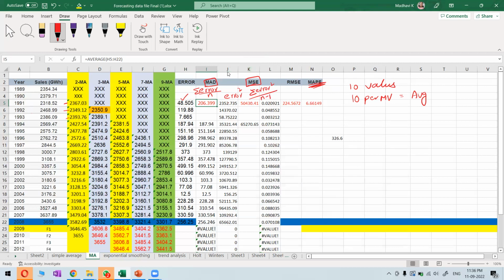So while calculating MAD, we will be considering n. While calculating MSE, we will be taking n minus 1, but we will be considering the square of all the errors. So over here there is some calculation wrong, this is the wrong value, but this is the right value.